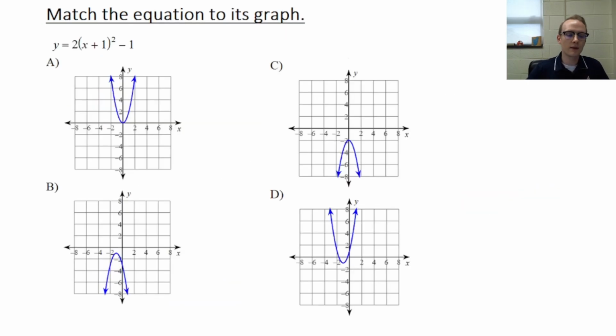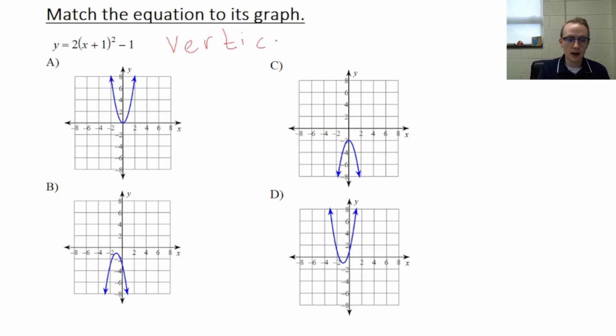Last example here in this video, we're kind of shifting gears from writing the equation given some properties of the graph to matching an equation to its graph. So we've got this equation here, y is equal to 2 times (x plus 1) squared minus 1. The first thing we should do in examples like this is figure out, is this a horizontal or a vertical parabola? You can probably guess from the options that this is going to be vertical, but we can also say it's vertical because it's y equals and x is inside the function. So this is a vertical parabola.